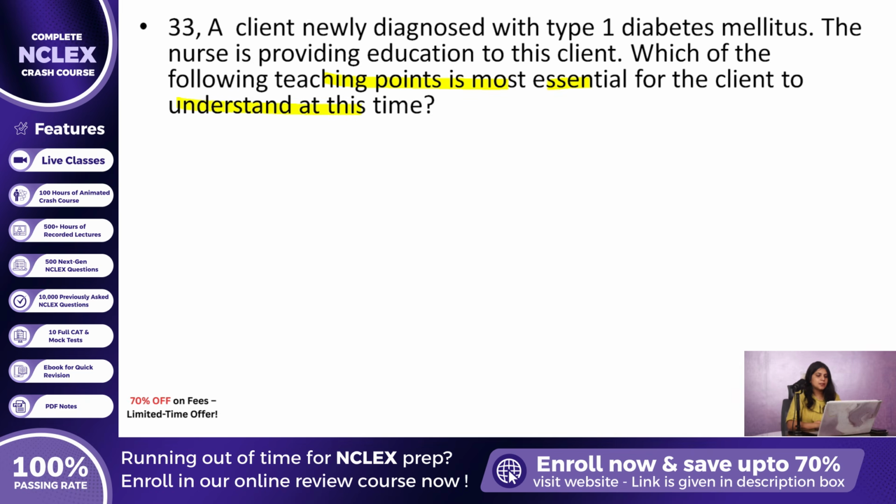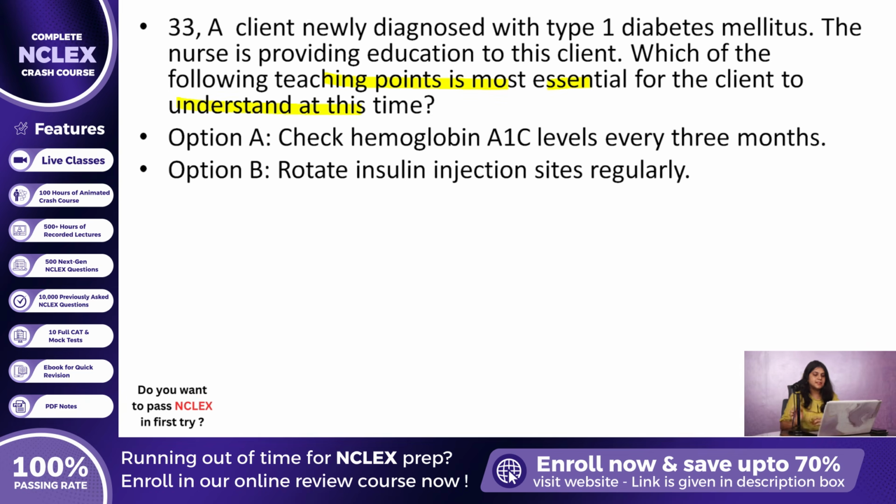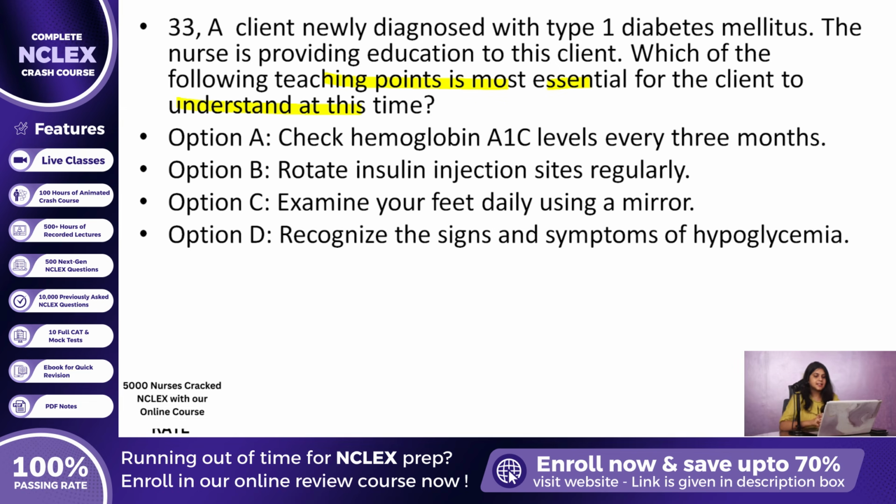Option A, check hemoglobin A1C levels every 3 months. Option B, rotate insulin injection sites regularly. Option C, examine your feet daily using a mirror. Option D, recognize the signs and symptoms of hypoglycemia. The correct answer is option D, recognize the signs and symptoms of hypoglycemia.